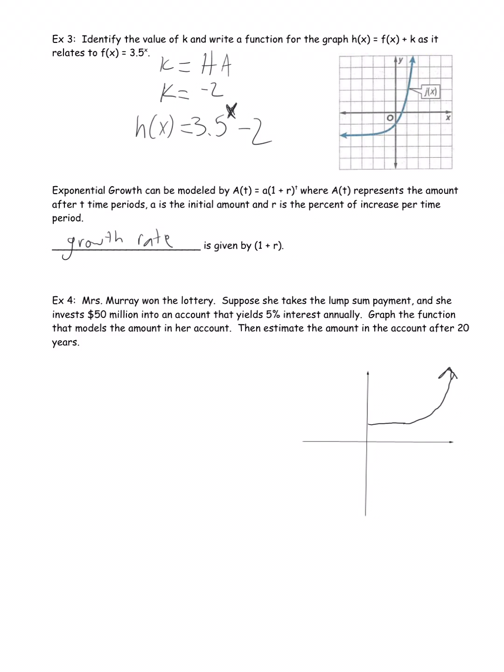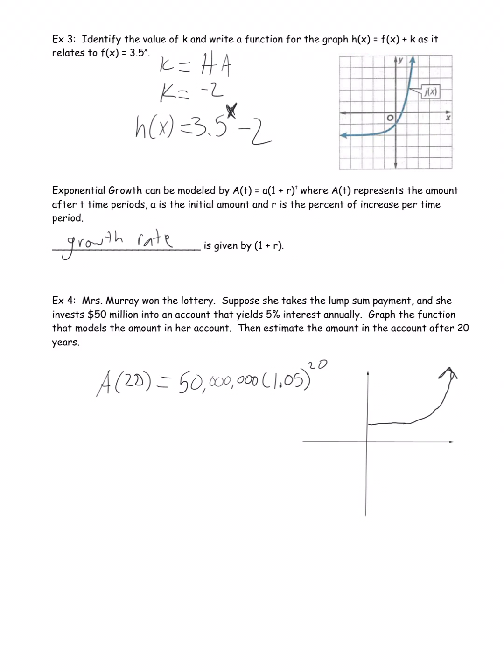So we can estimate the amount in the account after 20 years by plugging 20 in for t. So a of 20 is equal to our initial amount, which is 50 million, times 1.05 to the 20th power. Okay, so in order to do that, you just type that into your calculator, just like that.